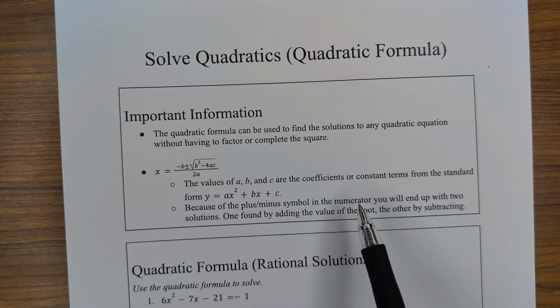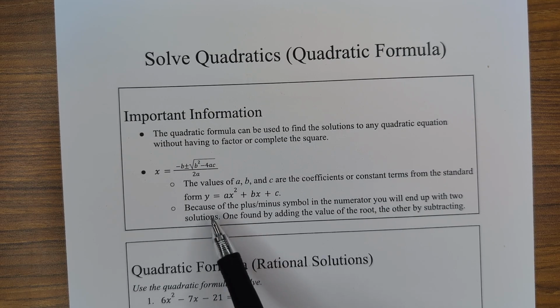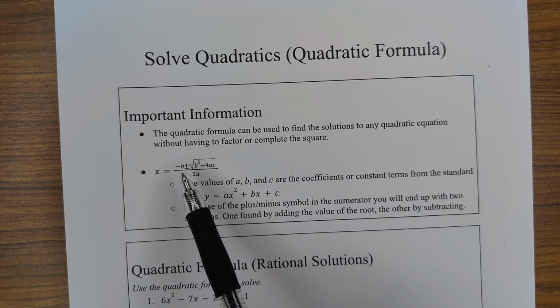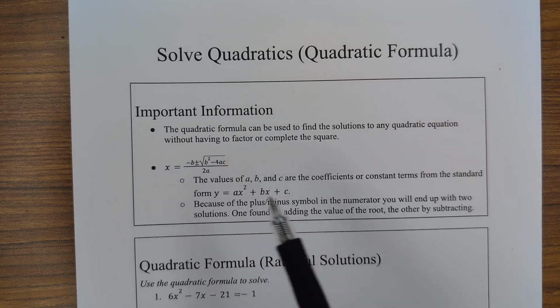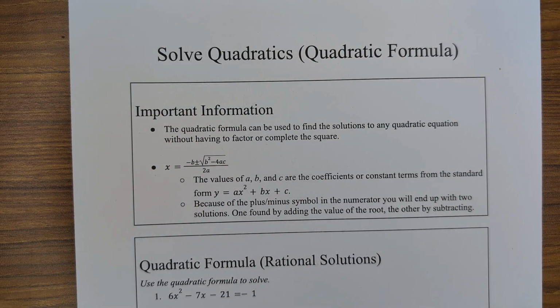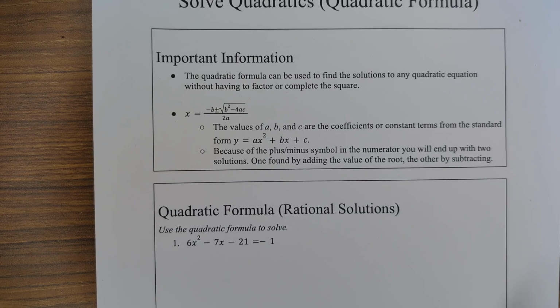Because of that plus or minus symbol, we'll end up with two solutions. So when we get to our last step, we'll have to split the equation. One is doing negative b plus whatever the square root is, and the other is doing negative b minus whatever the square root is. So let's look at some examples.